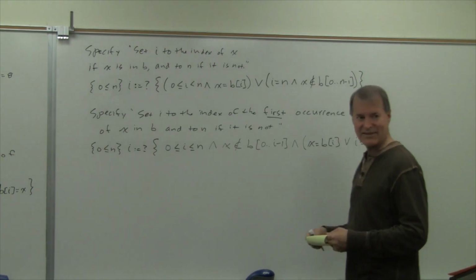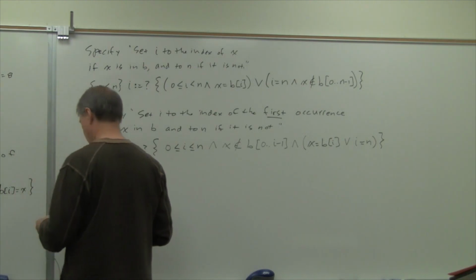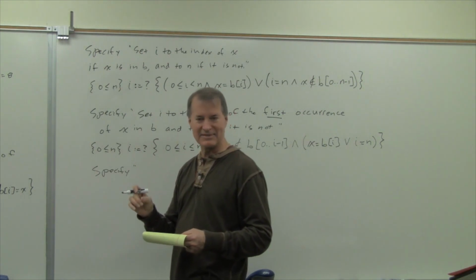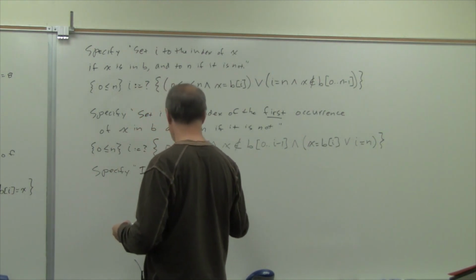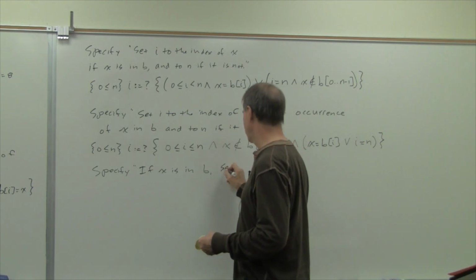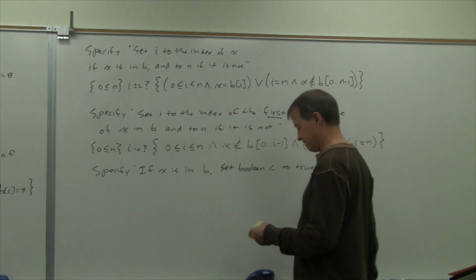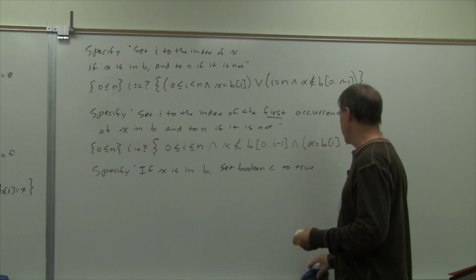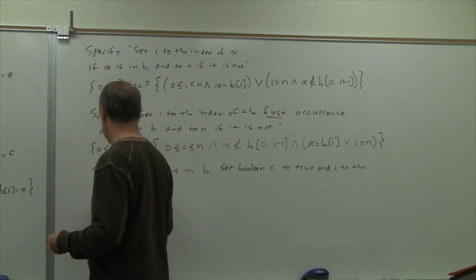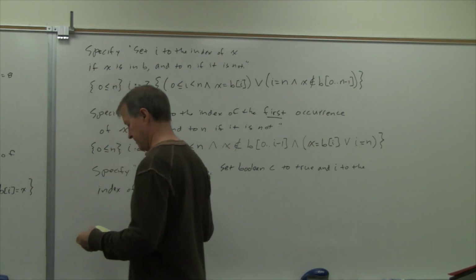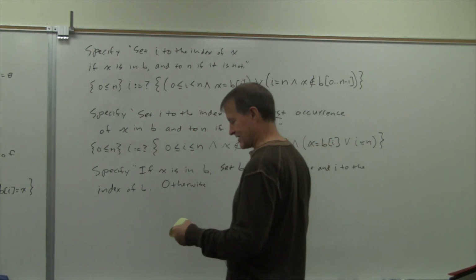Okay. Now here, is everybody good? Okay, now here's another one. These are all tricky. Specify: if, now we're going to have a Boolean variable. If x is in B, set Boolean C to true, and I to the index of x. You can't have to the index of, same problem again.